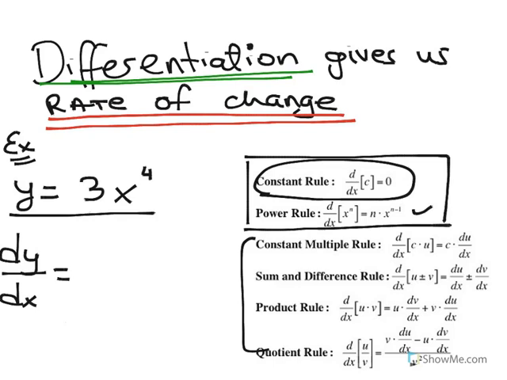If I have y equals 3x to the power of 4, how do I differentiate that? The notation I use is dy/dx, which means the change in y over the change in x. That's all it means. So I have to use my power rule to be able to differentiate this.